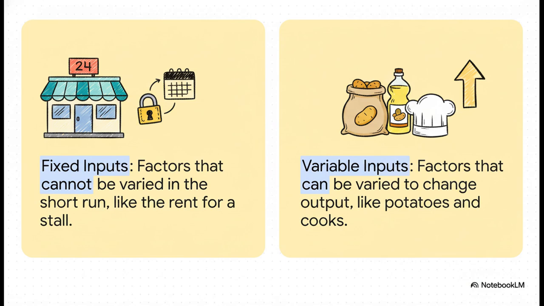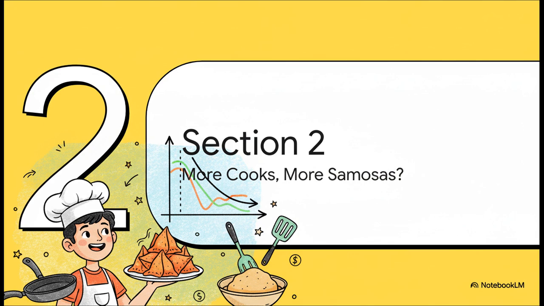Okay, so Raju's inputs are of two types. First, you have the pakka stuff, or what we call fixed inputs. A perfect example is the rent for his stall. I mean, whether he makes 10 samosas or 1,000, the rent stays the same, doesn't it? It's fixed. Then you have the kacha stuff, or variable inputs. These are things like the potatoes, the oil, and the number of cooks he hires. The more samosas he wants to make, the more of these things he's going to need. They change.